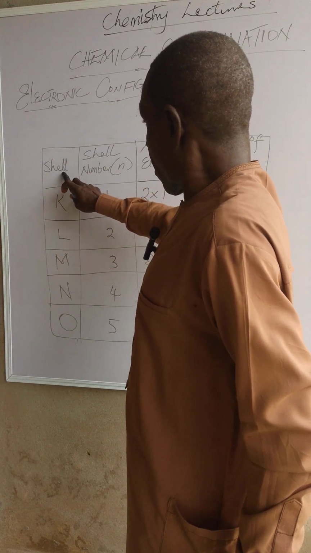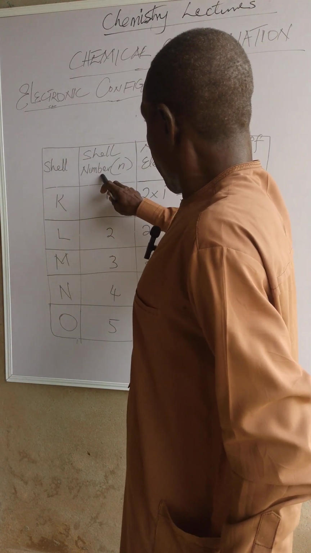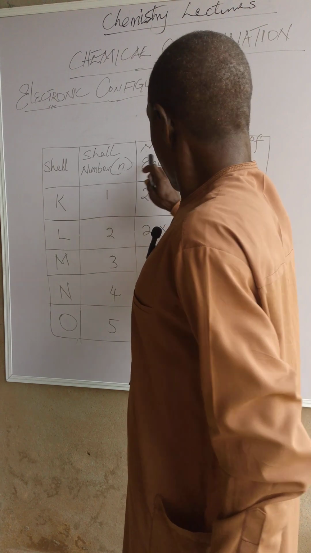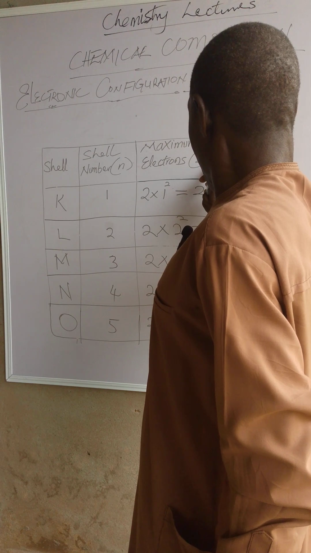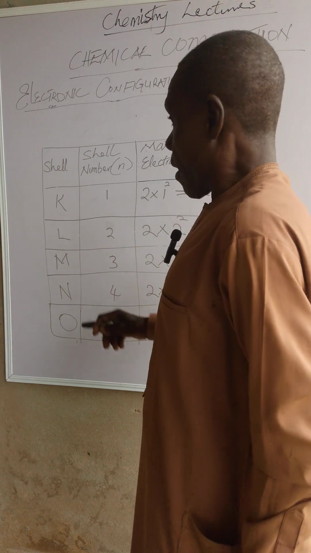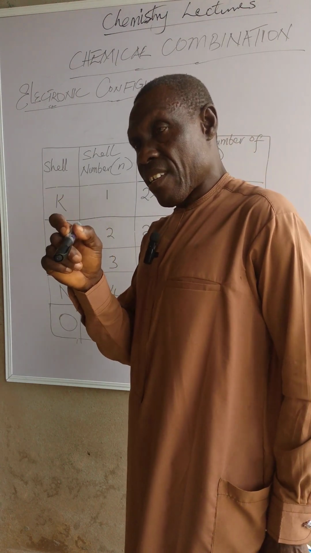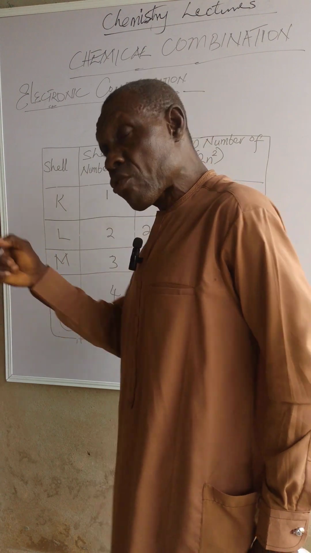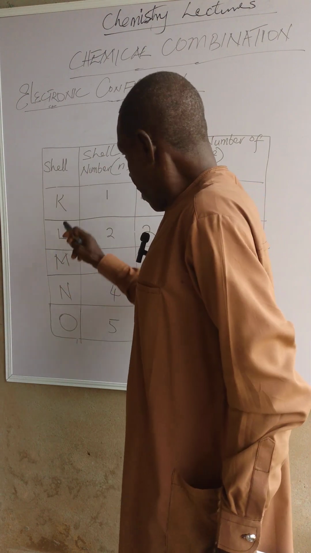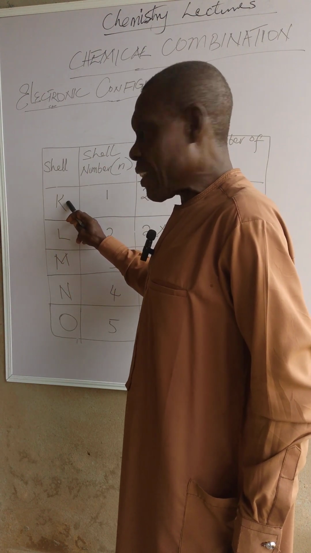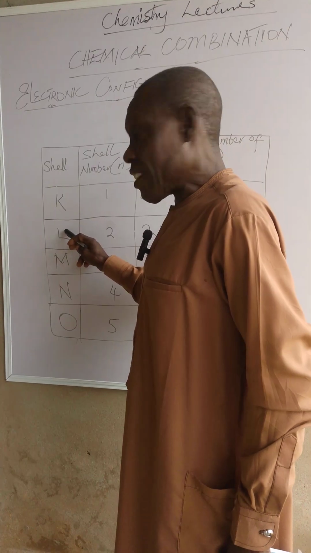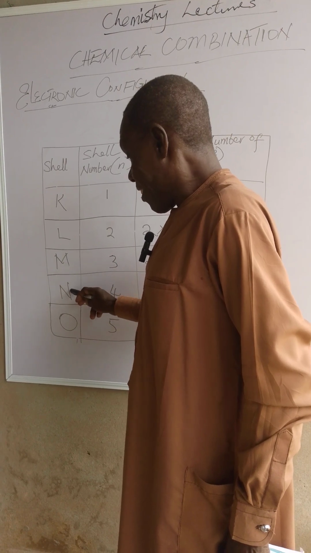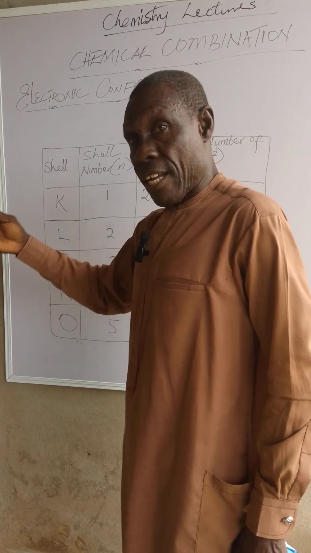This is shell number, which is the n, maximum number of electrons, 2 times n squared. That is the formula. Now, the very first shell, as you graduate from the nucleus of the atom, is called the K shell. Next to the K shell is the L shell. Next to the L shell is the M shell, N shell, O shell, in that order.